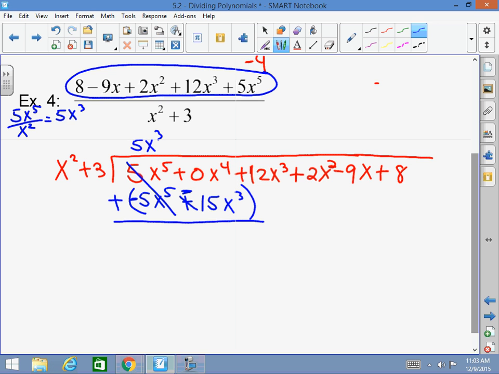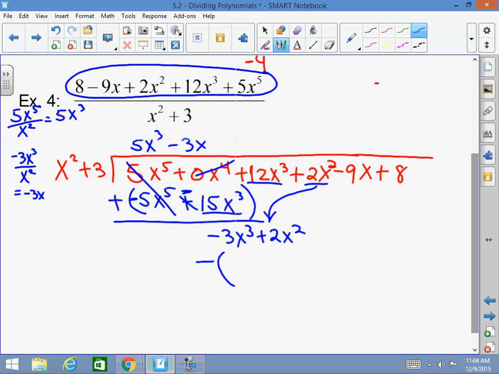I don't need my 0x to the 4th. I don't use it with that, so I don't need it. But what's 12x cubed minus 15x cubed? Negative 3x cubed. Drop down the 2x squared. How many times does x squared go into negative 3x cubed? Negative 3x cubed divided by x squared. How many times? Negative 3x. So it goes in negative 3x times.